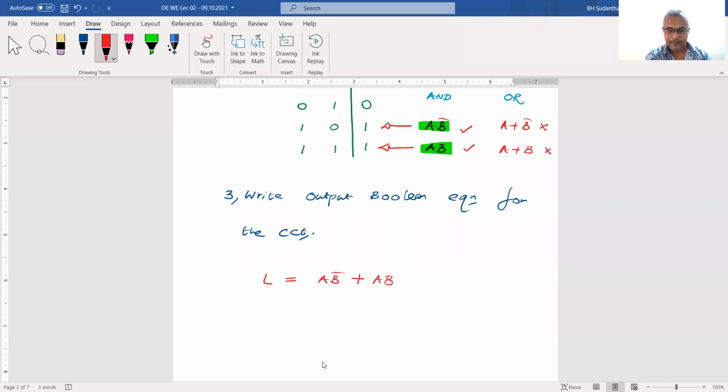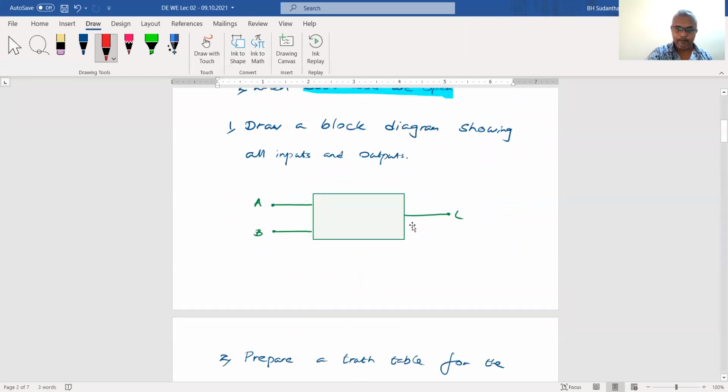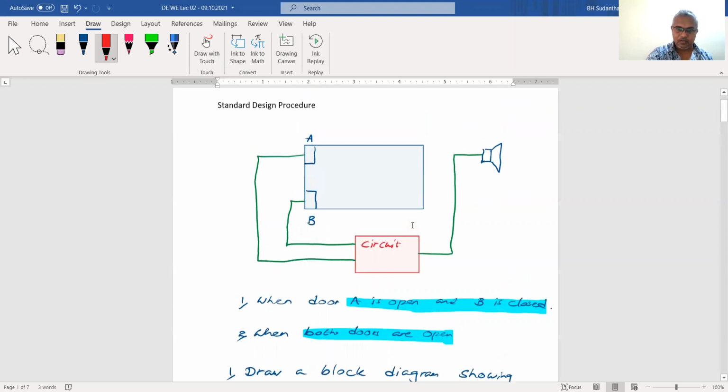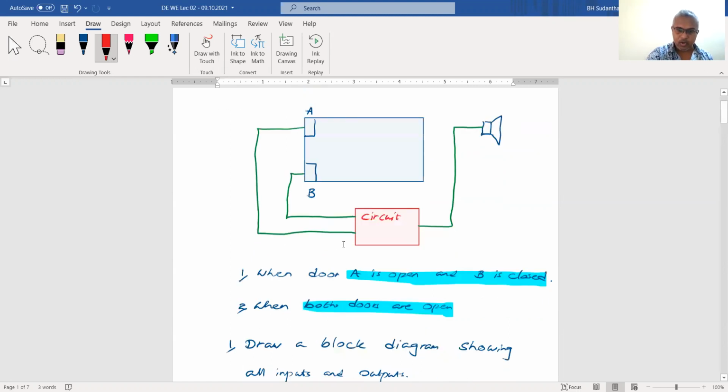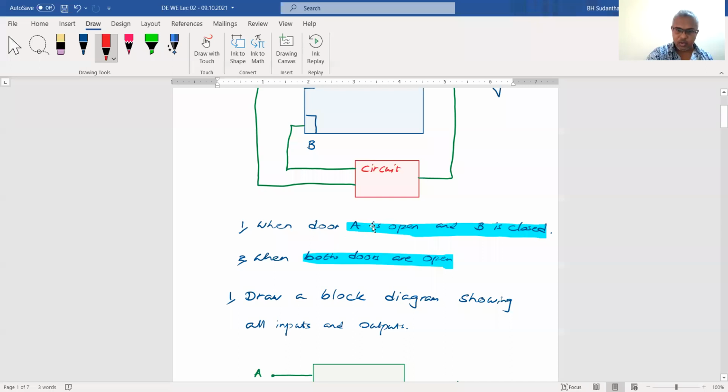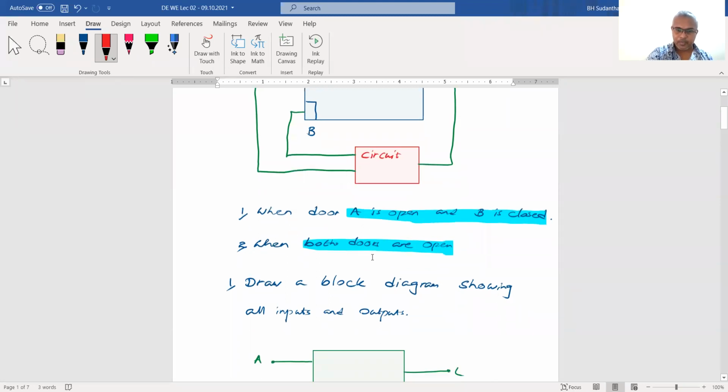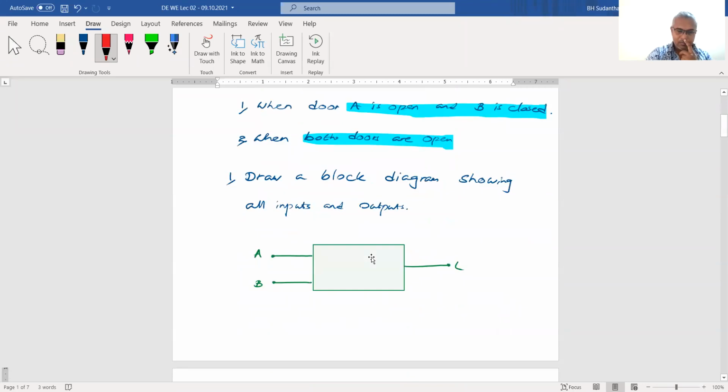Okay, then again, if we look at what we have done so far, this is the problem we have. We have a small room and we want to make a security system here. According to the owner, he has two conditions: if door A is open and B is closed, the alarm should be sounded; if both are open, the alarm should be sounded. And we drew a block diagram to show what type of circuit we are going to make and how many inputs and outputs there are.